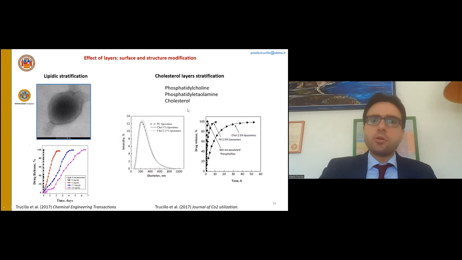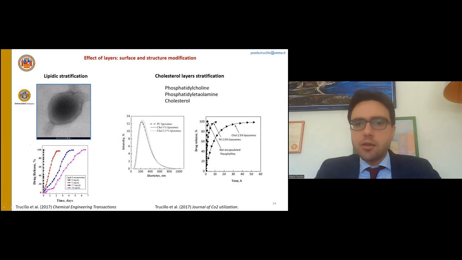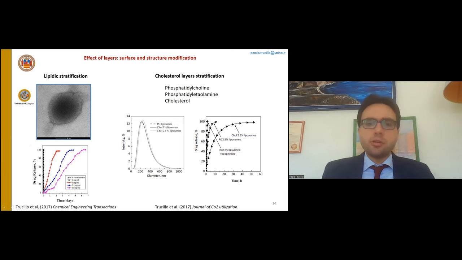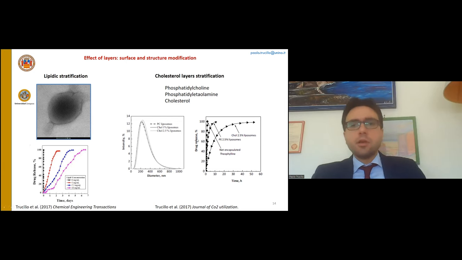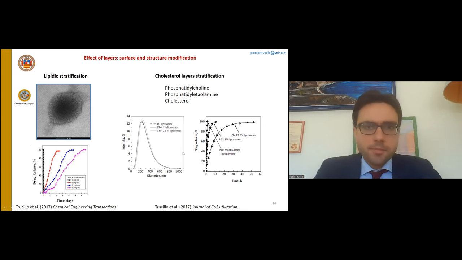And the same observation was obtained for cholesterol addition to the layer of liposomes. With the addition of cholesterol, we compacted the structure, the surface of liposomes, increasing the delay for liposomes release.